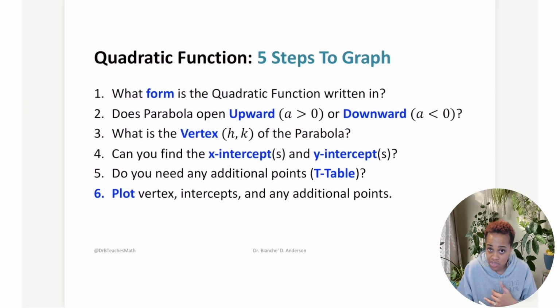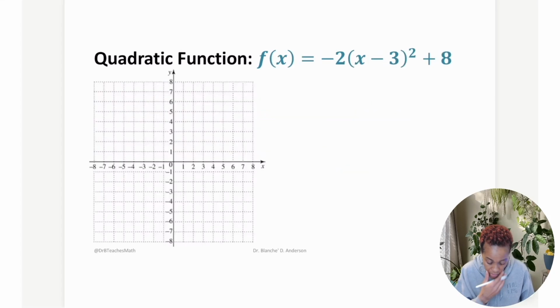So find any x-intercepts, y-intercepts. If you need to do a t-table, do a t-table to get at least 3 points if you can. 4 would be good. And then plot the vertex, plot your intercepts, and then any other additional points that you have found. So let's do an example. So let's look at this one. F of x equals negative 2 times x minus 3 squared plus 8.